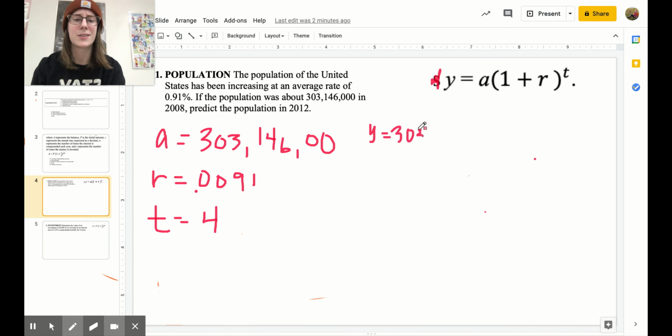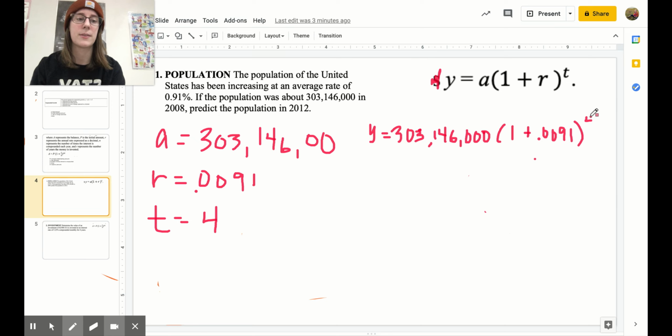Hopefully you can write faster than me. Writing on a computer is just a little bit slow. So 303,146,000. Then you'll do your parentheses. 1 plus your rate, which is 0.0091 to the power of time.